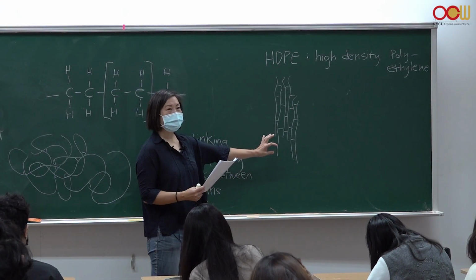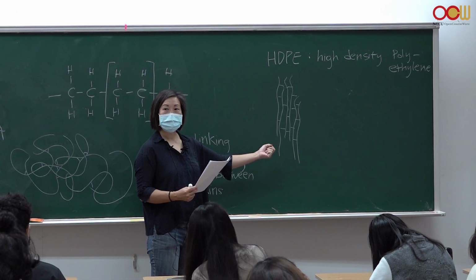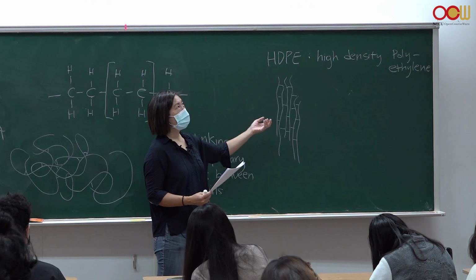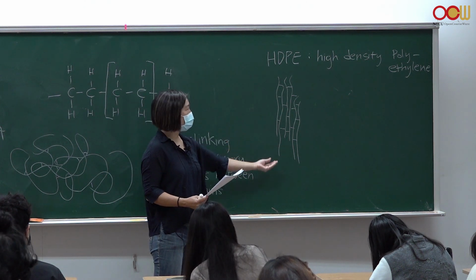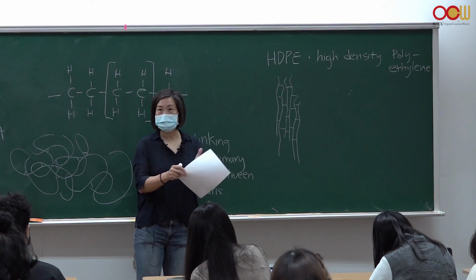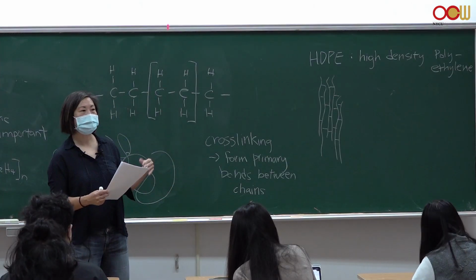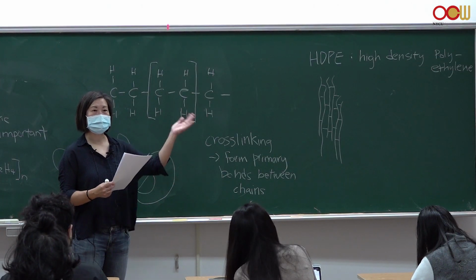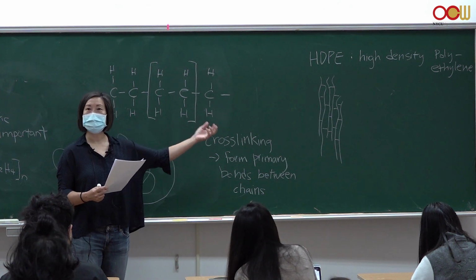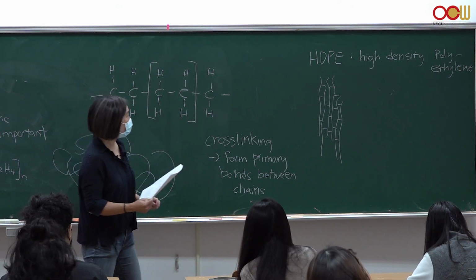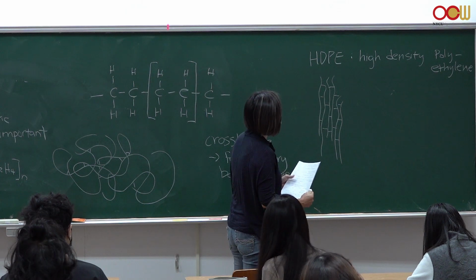And usually it's not transparent. It's usually white because it has long range order. It's almost like a crystalline material because things line up. So it's usually white in appearance because it scatters light. Of course, you could dye it and make it different colors. Okay. So this is high-density polyethylene.